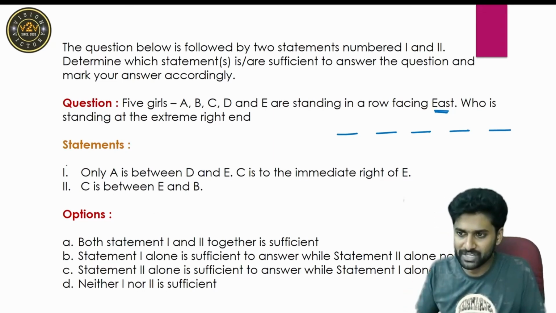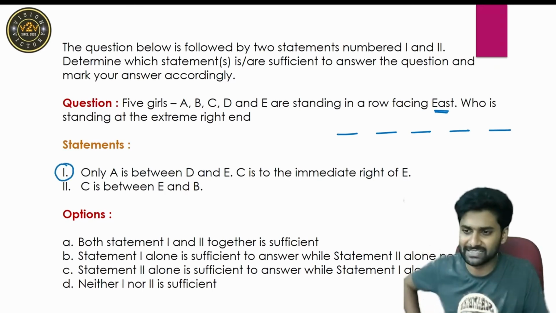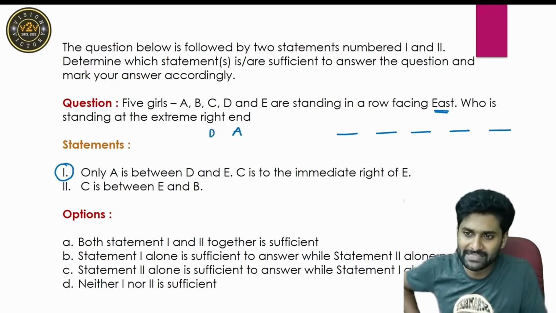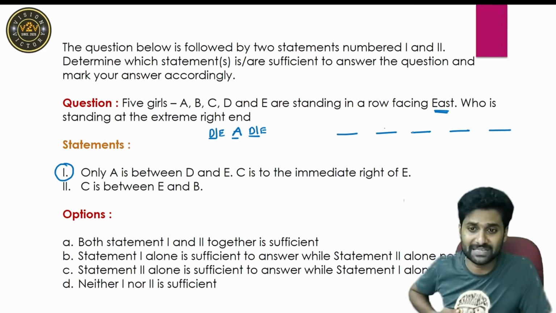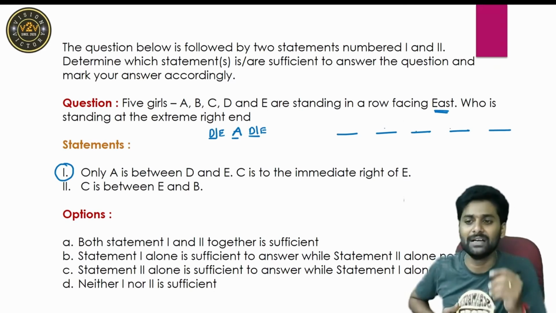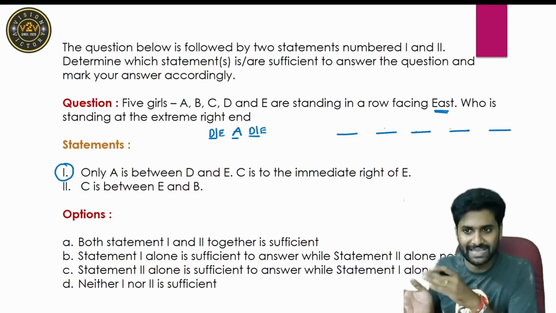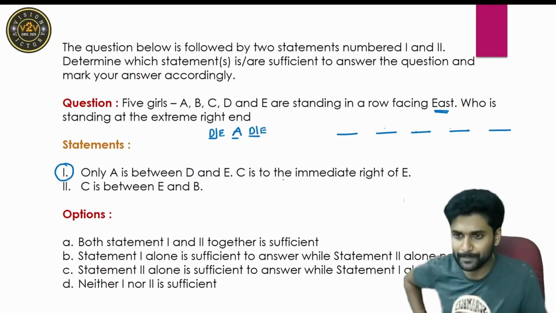First information: if you're assuming that statement 1 alone is sufficient, the data says that only A is between D and E. Guys, this information gives almost 4 different possibilities. A can be placed here, here, or here, but D should always be on either side of A only. So we are not sure.